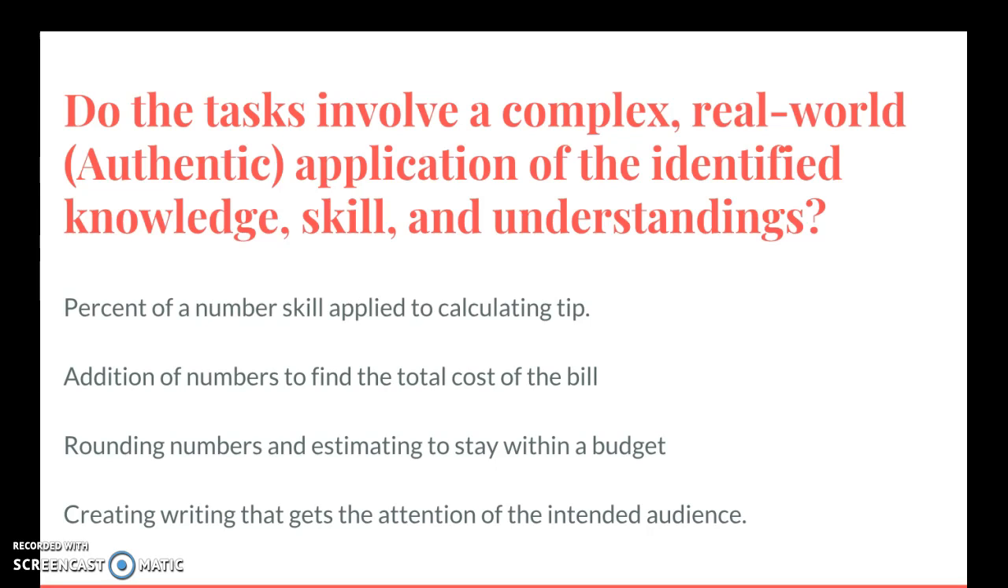And then they also had to round the numbers and estimate to stay within their budget, which is also, again, something we do every day as adults, whether we're at a restaurant, whether we're going to the grocery store, whether we're looking to buy a new sofa or something. So everyone estimates and stays within a budget. And then my students use writing that gets the attention of the intended audience. This is a skill that they also need to have when they're writing even an email, or if they are in advertising or they're trying to get someone's attention, they need to be able to have those adjectives and those exciting words to add to their writing to make it interesting for their audience.